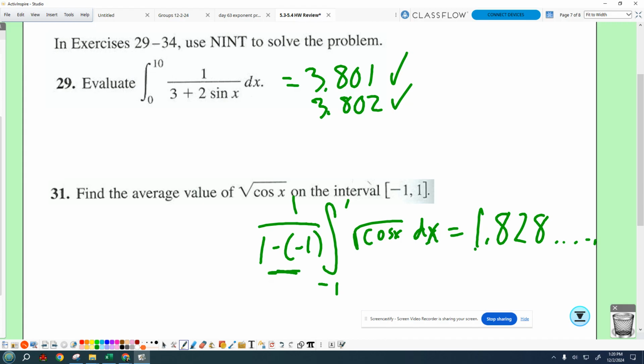I did just the integral, so dividing by 2, we get 0.914. Okay, so on a free response question, lots of you do the setup right, so you get a point for the setup, and then enter calculator, and you give me the answer to this.